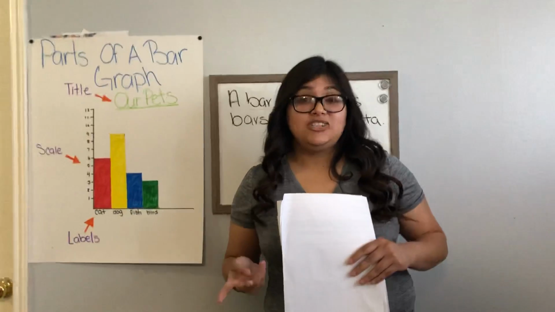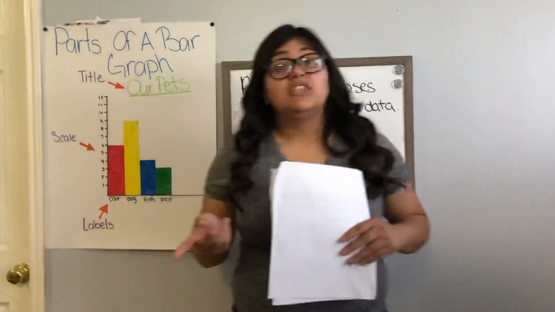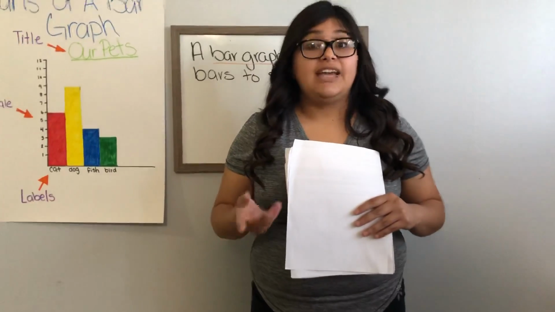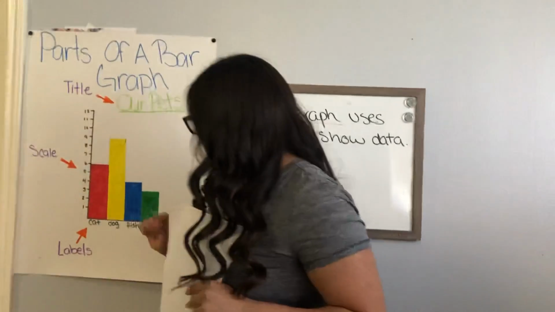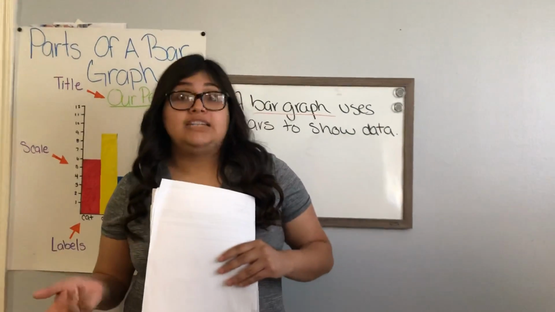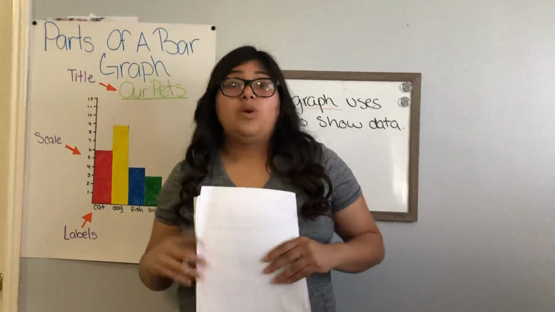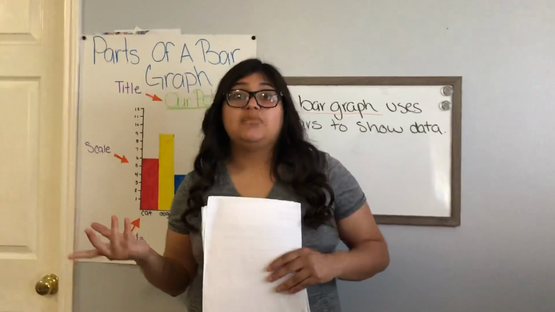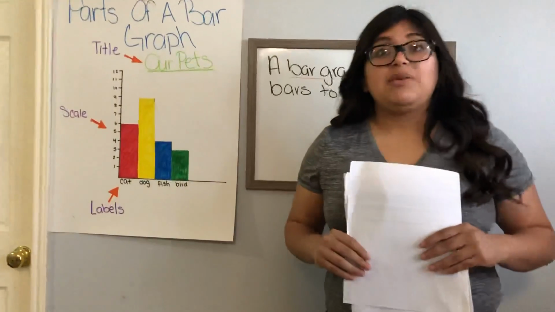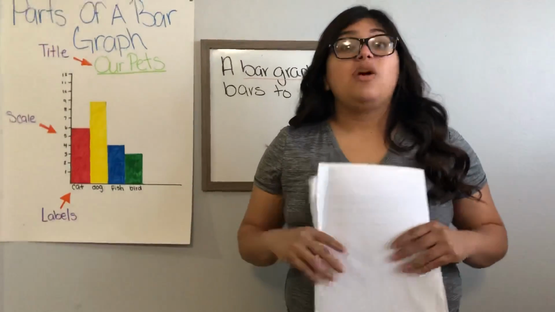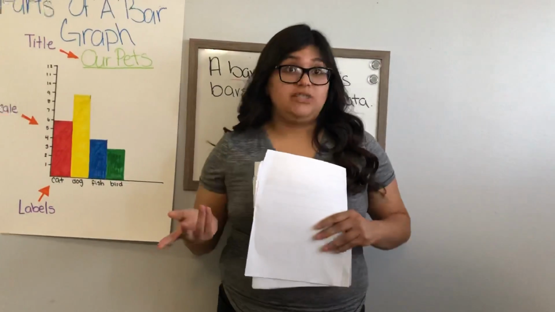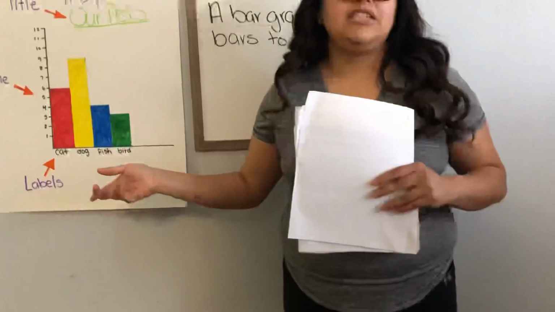In this example, I decided to do our pets. This is information I have collected in a classroom on what kind of pets they have at home. So we did cats, dogs, fish, and birds. If I was to ask you what pet students have the most, you would look at the bar graph and say dogs, because it is the tallest bar under the label dog. What if I asked you who had the least? It would be birds. It's the shortest bar. That's what will be easy to tell.